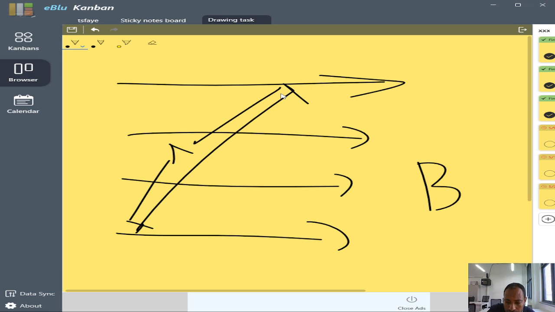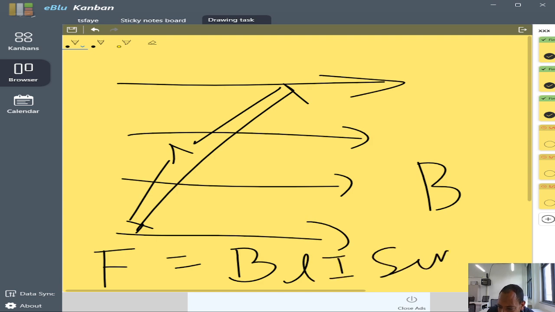Normally, that force, sorry, my writer is stuck, it seems. So that force, which is experienced by this conductor, is going to be B L I sine theta.